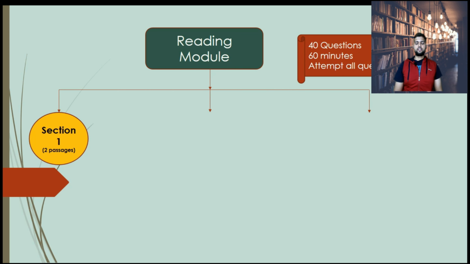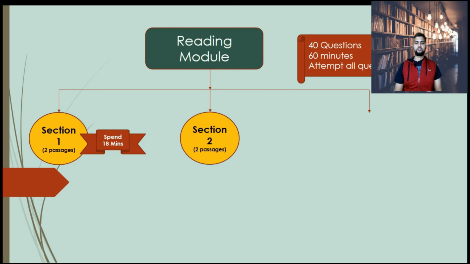This has 3 sections, and I'll be speaking in detail about only the general test now, because as I mentioned before, there are a few differences between academic and general, and in general you'll be having 5 paragraphs. So section 1, there are 2 passages to attempt. For this section you need to spend in and around 18 minutes. Section 2, there will again be 2 passages from which at least 13 to 14 questions will be there, and for that also you need to spend 18 minutes.